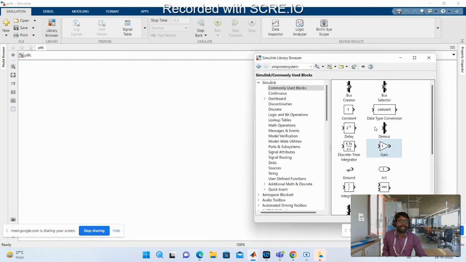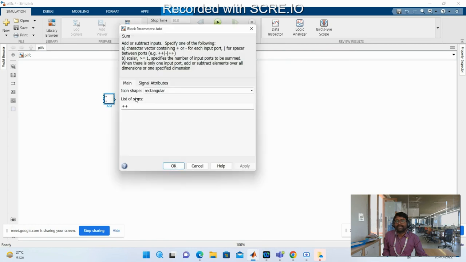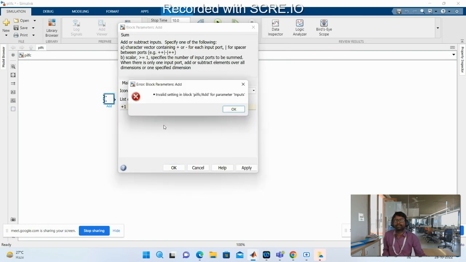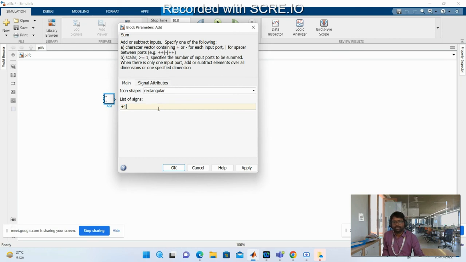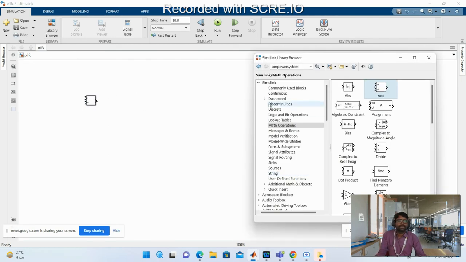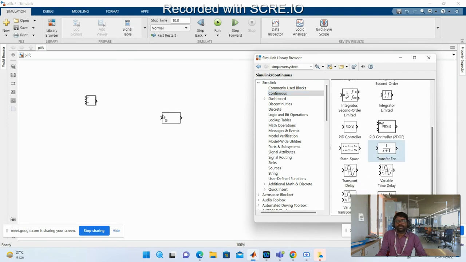Now I want to take the adder block, from the math operations. In the adder block, we have the plus and minus. Done. And now tell me what I have to keep here. Transfer function. Perfect. So take the continuous transfer function.